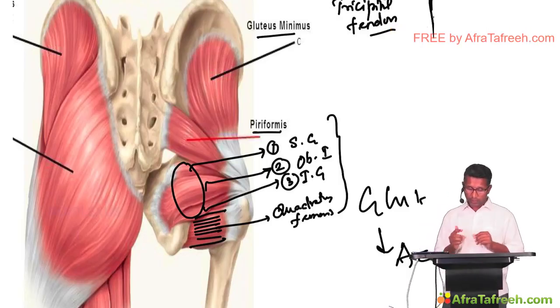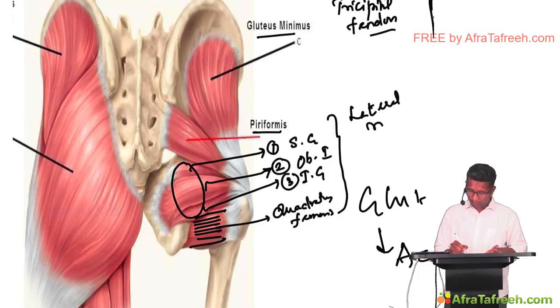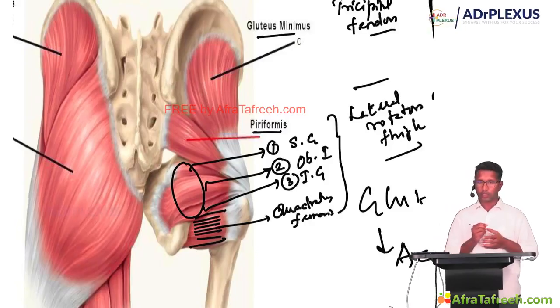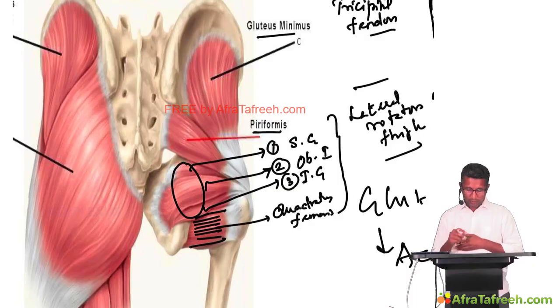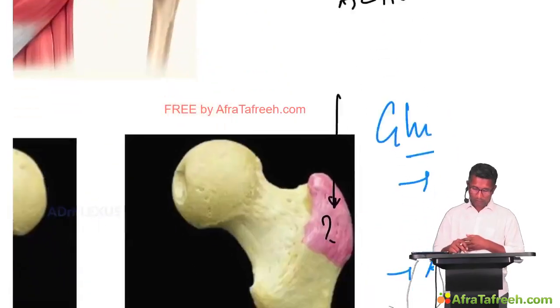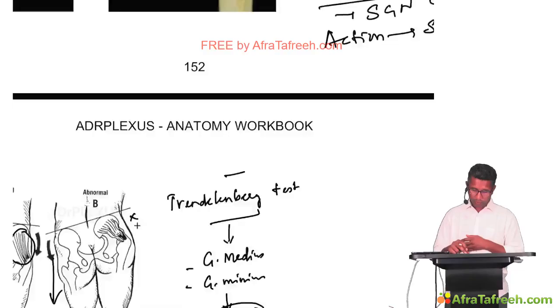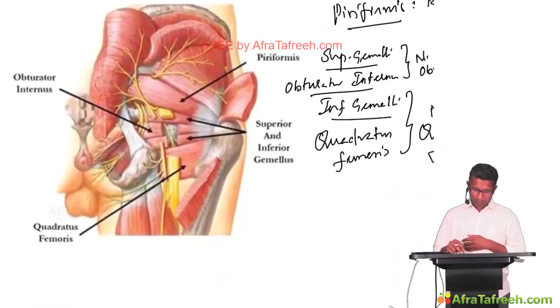So now if you see this, these muscles are called the lateral rotators of the thigh, or the lateral rotators of the hip joint. Okay, so fine, I think we are done with the lateral rotators here, and we are done with the nerve supply also. We have seen about the nerve supply. I hope you are clear with this, guys.